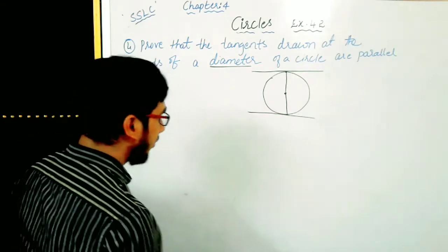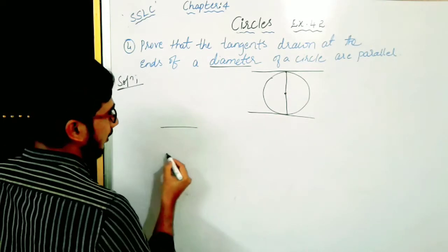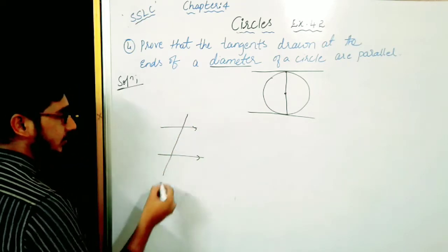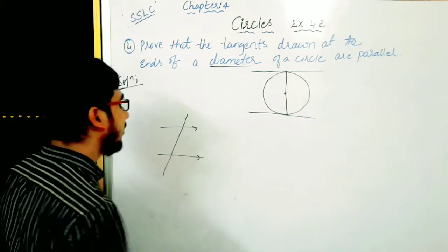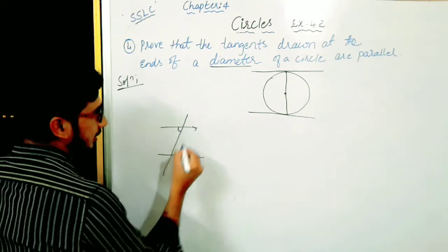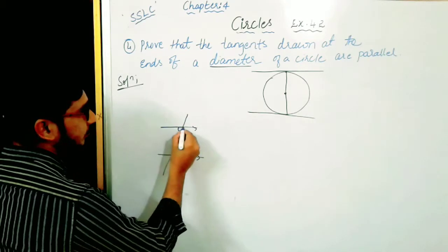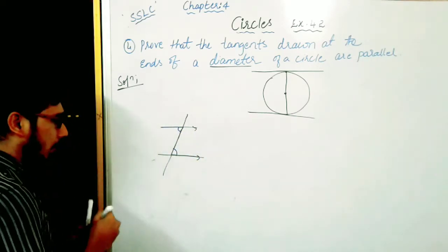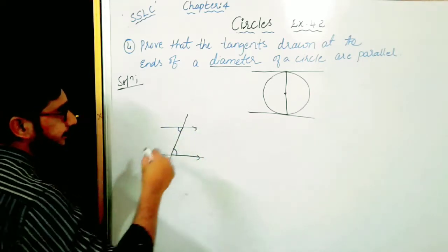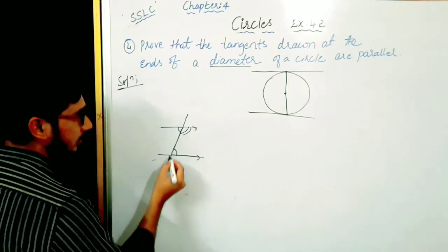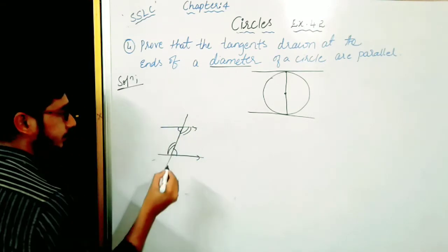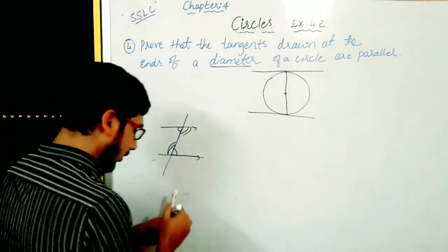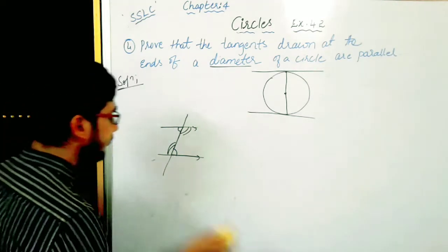See here, suppose these two are parallel. If they give parallel and this is a transversal, then what will happen? This angle will be equal to this. This is a Z form, and this is reverse Z. This angle will be equal to this angle because of reverse Z. Let us go ahead with that.